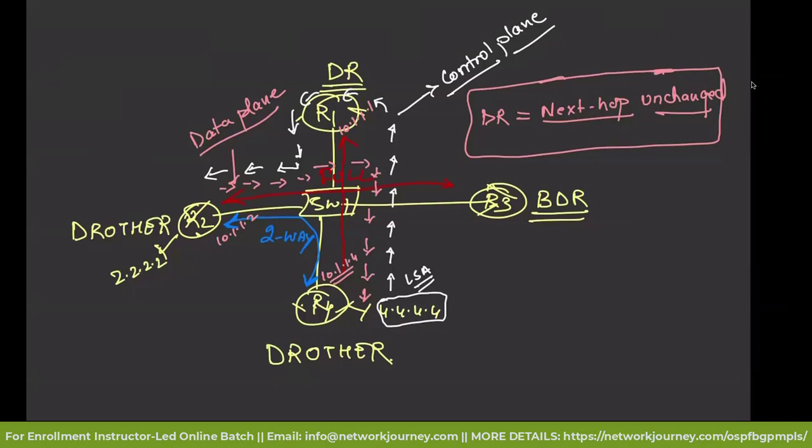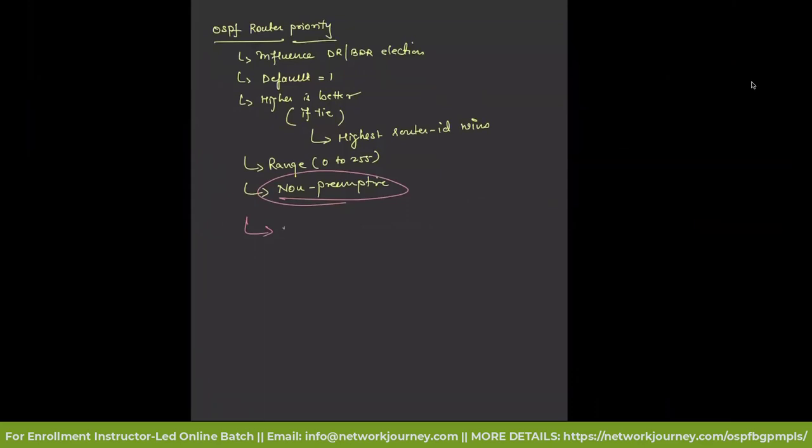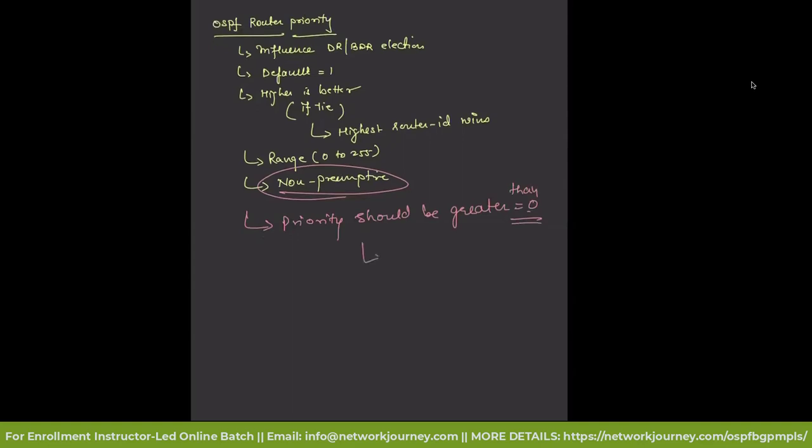One more thing I need to tell you. There are two things: one is non-preemption, and the other is that priority should be greater than 0. If you put priority as 0 on the router, then that router will not be eligible to become DR, or eligible to become BDR.